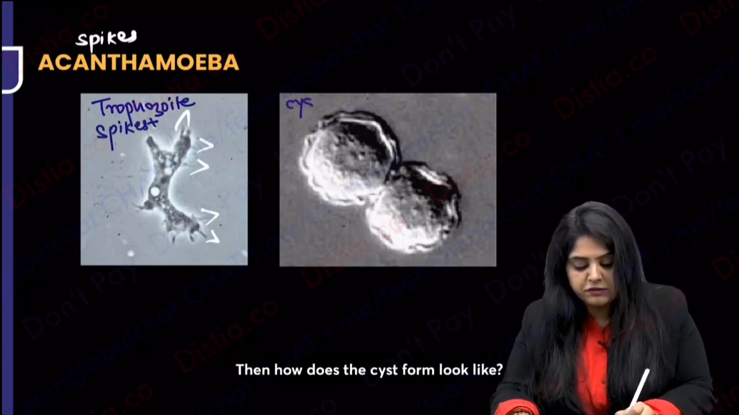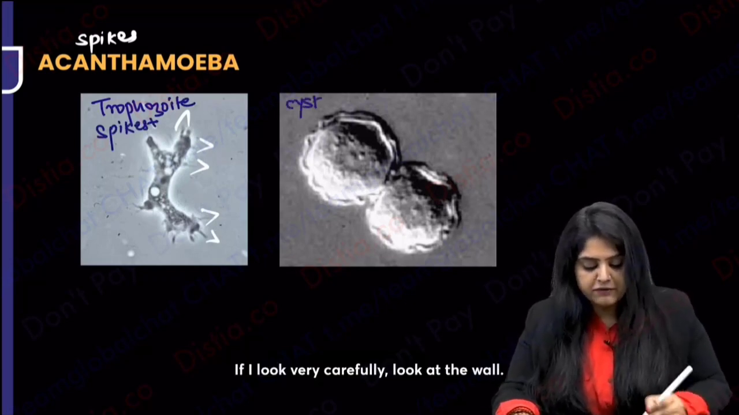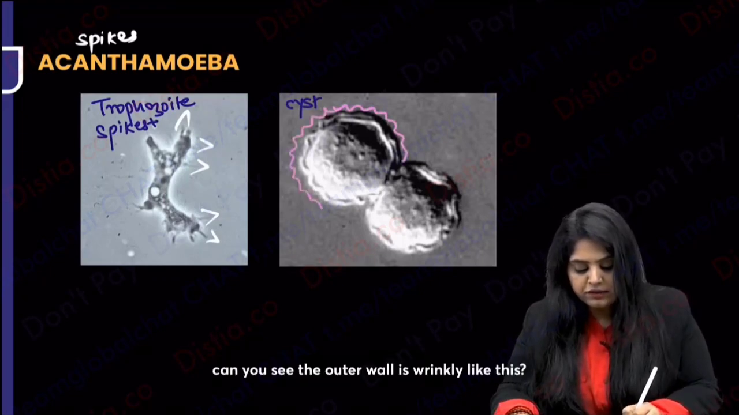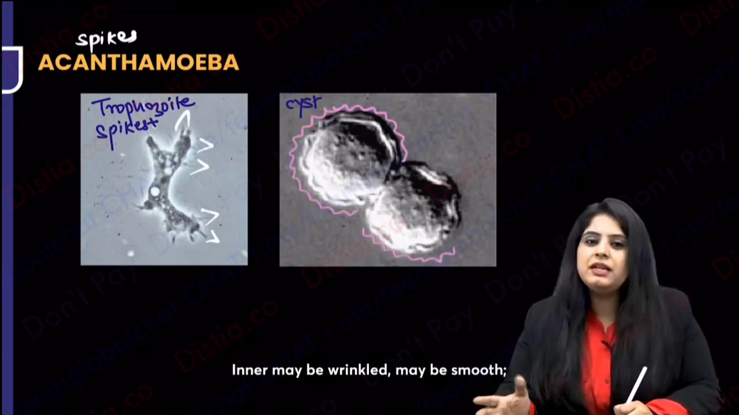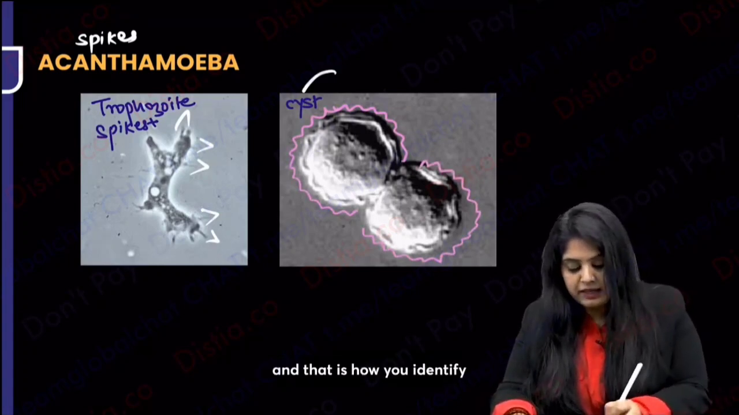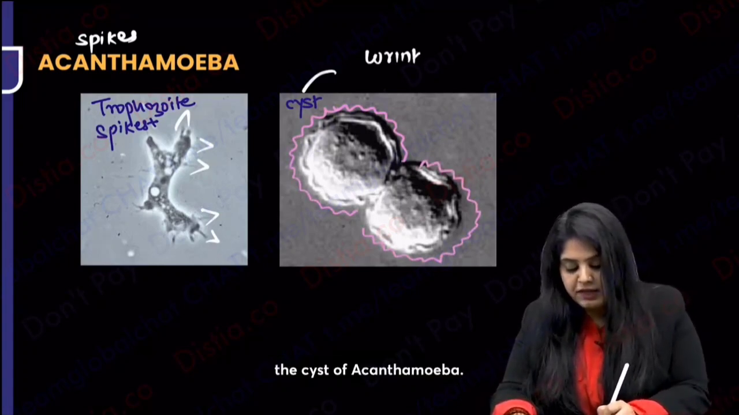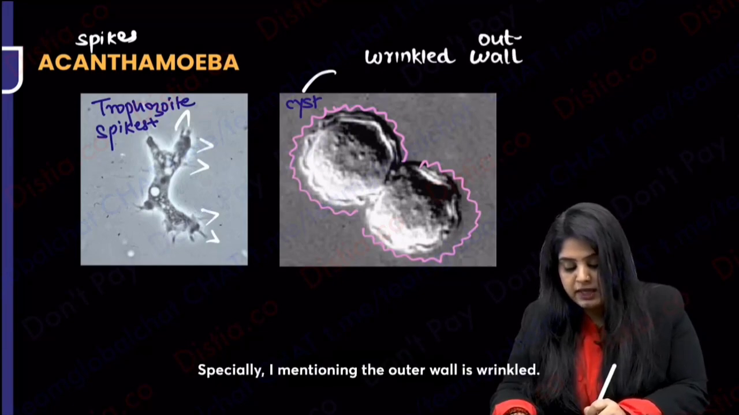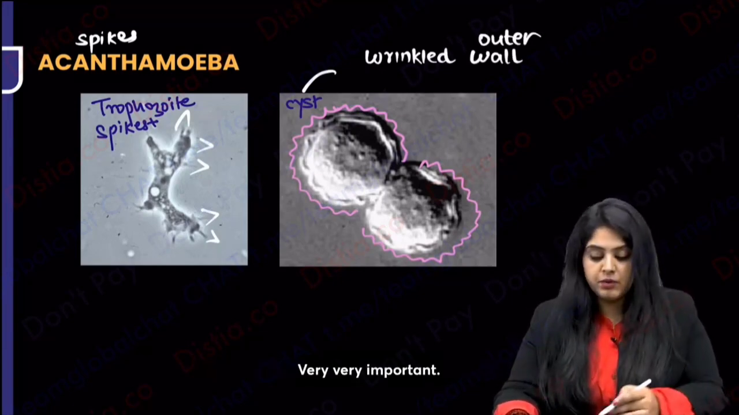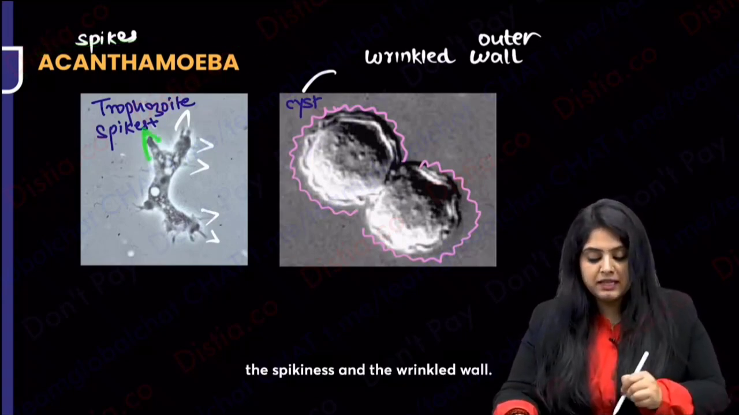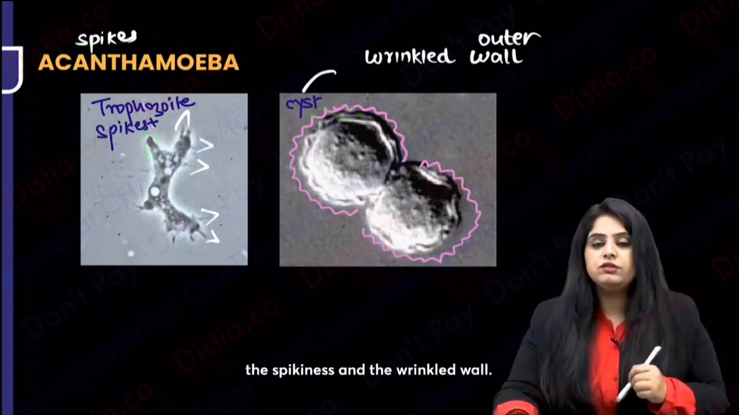Then how does the cyst form look? If I look very carefully, look at the wall, the outer wall especially. Can you see the outer wall is wrinkly like this? Inner may be wrinkled, may be smooth, but outer wall is wrinkly. And that is how you identify the cyst of Acanthamoeba. The outer wall is wrinkled, very, very important. I hope everyone has understood this about Acanthamoeba, the spikiness and the wrinkled wall. So these two are done.